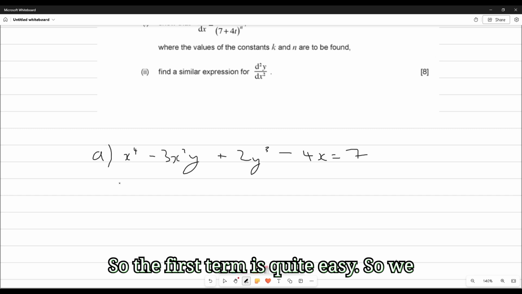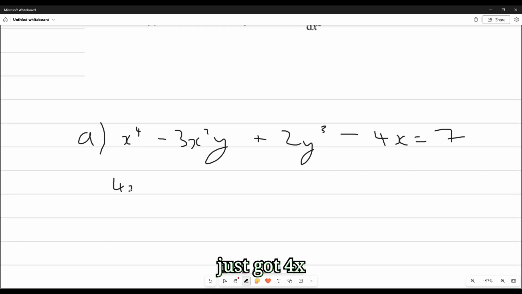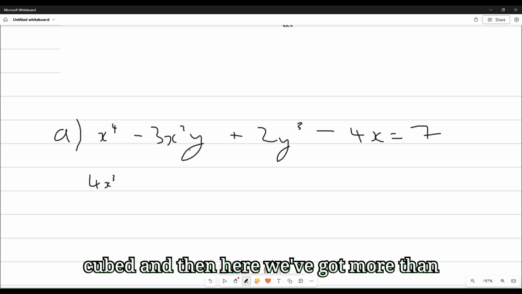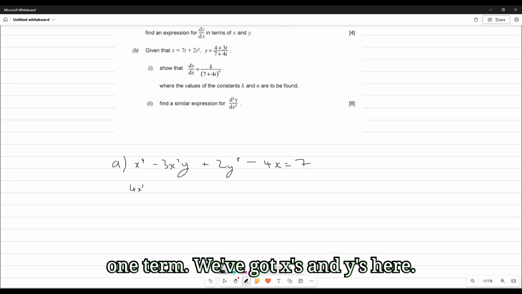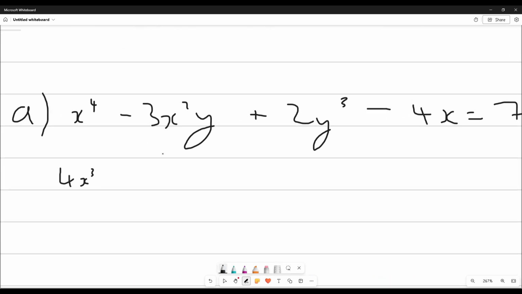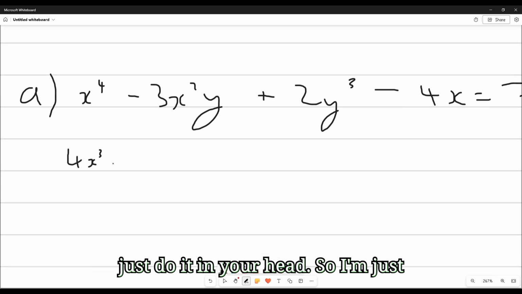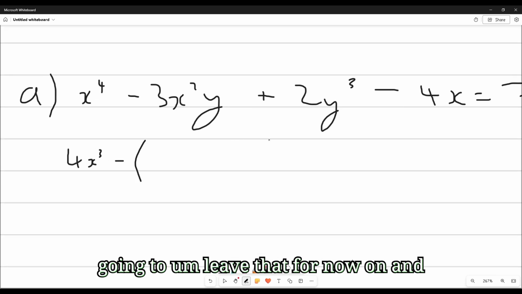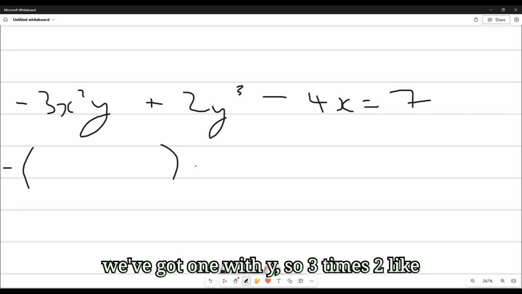So the first term is quite easy, so we just got 4x cubed. And then here we've got more than one term. We've got x's and y's here. So you can do the chain rule or you can just do it in your head. So I'm just going to leave that for now, and then I'll do the chain rule in a sec. And then here we've got one with y.